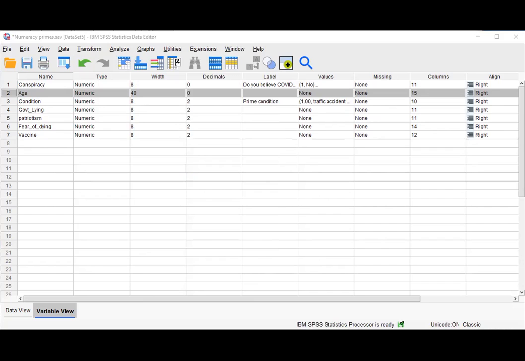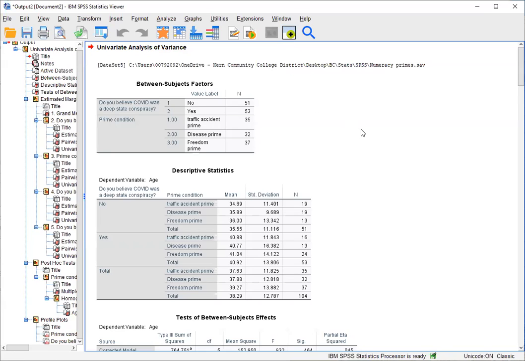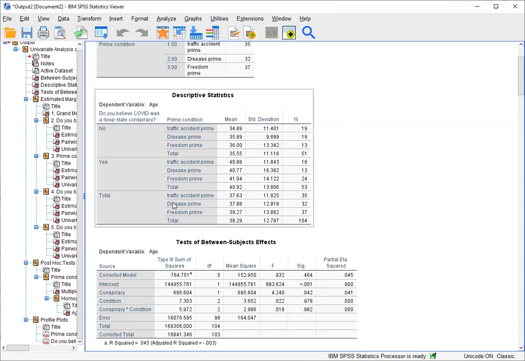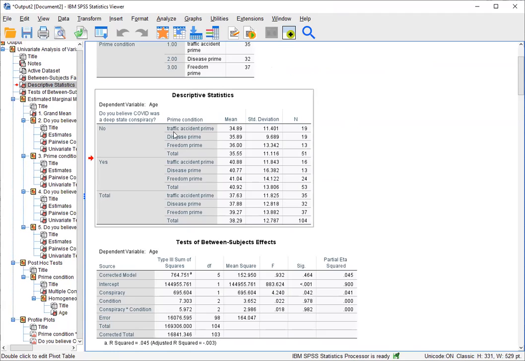All right, now I do need to change my window. So let's have a new share, output window. Okay, so here we have the SPSS results. And we can see our 2 factors here. We had 51 people who did not believe that COVID was a deep state conspiracy and 53 people who did, which is nice and balanced. And we had 32 to 37 people in the 3 conditions randomly assigned to that traffic accident prime, disease prime, or freedom prime, okay? This just shows us our descriptive statistics by condition.